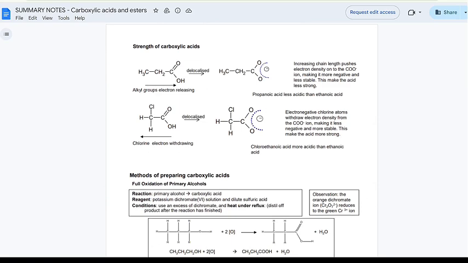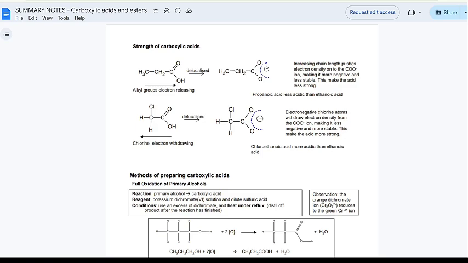Strength of carboxylic acids. Increasing chain length pushes electron density to the COO minus ion, making it more negative and less stable. This makes the acid less strong. Propanoic acid is less acidic than ethanoic acid. Oh, no, it's just for both. It's just a thing, I guess.